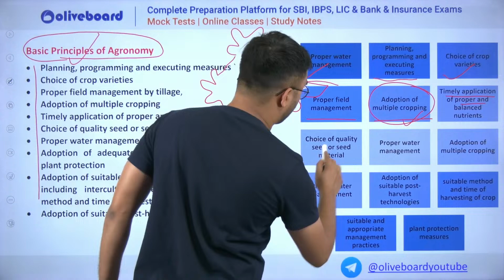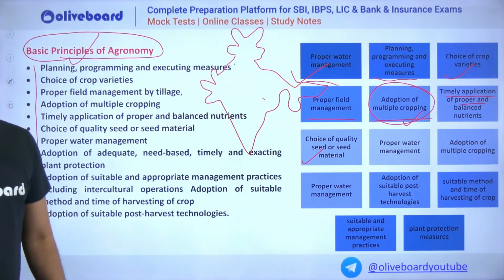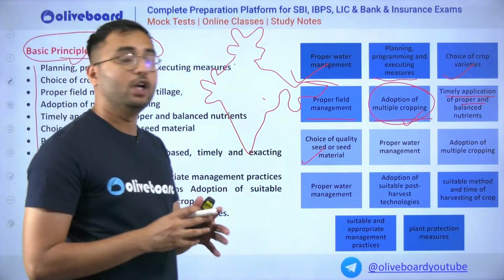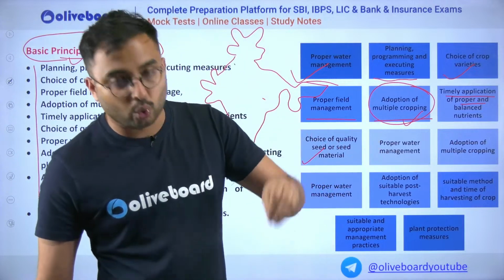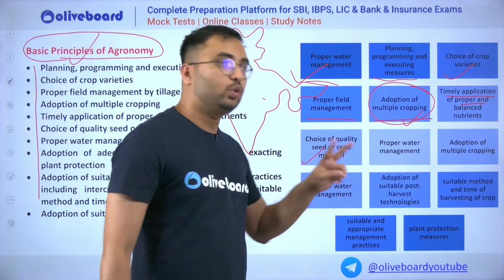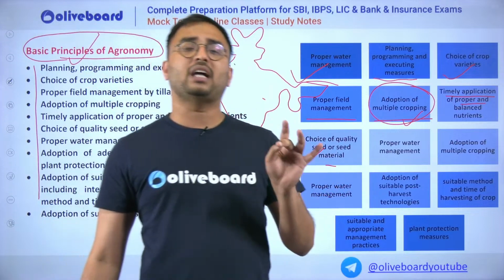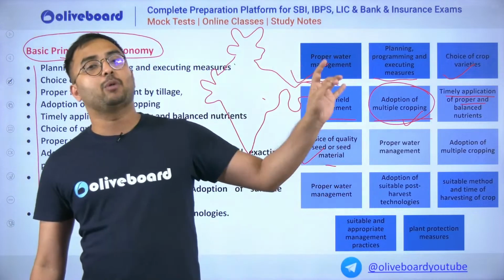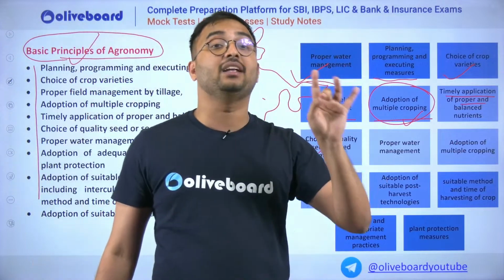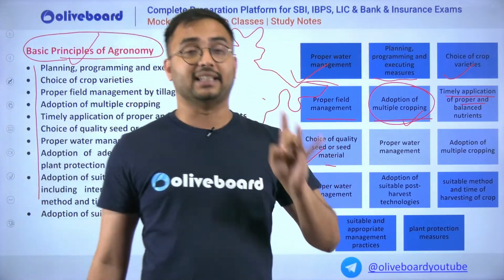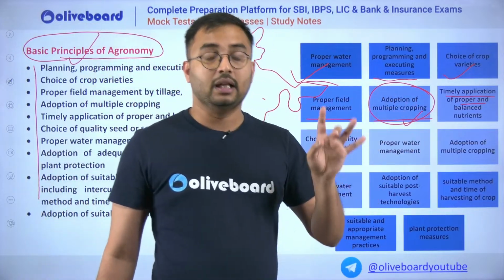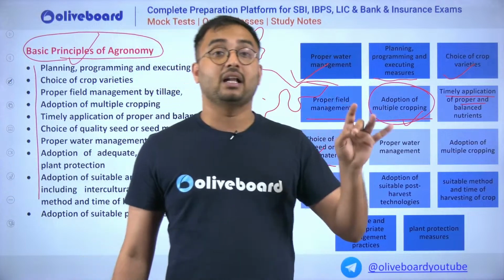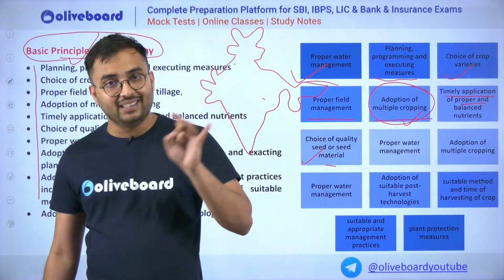Then comes the choice of quality seed or seed material. The choice of seed is nothing but which types of seed you are going to use to sow. So now there are two types of seeds which are available. One are those which are prepared in laboratory. For example, Green Revolution high yielding variety seeds, the dwarf plants which were there for wheat, rice and other cereals. These laboratory seeds are genetic varieties or hybrid seeds.